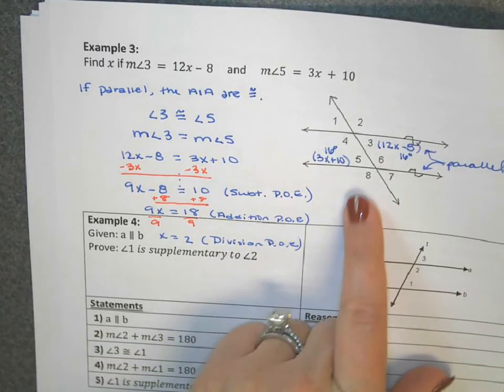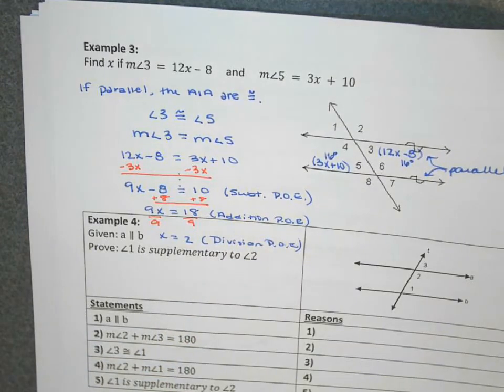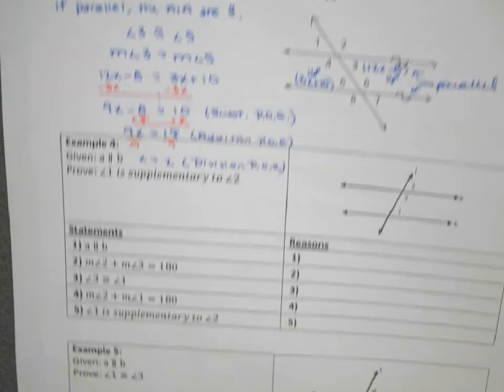Does it make sense if 5 and 3 are both 16 degrees? Yes, they were supposed to be congruent. They were supposed to have equal measures, right? So we're good. All right, we have 2 proofs that we are going to do together.